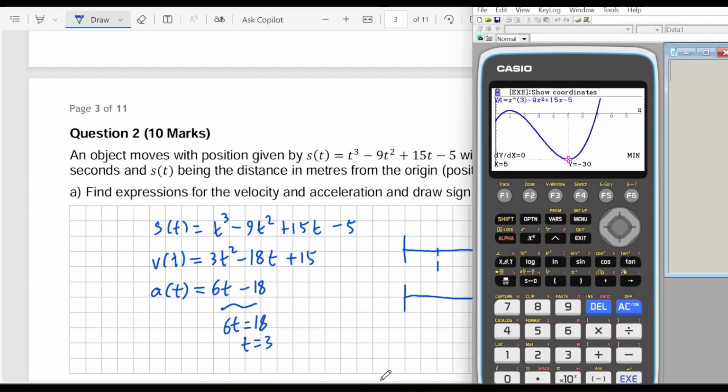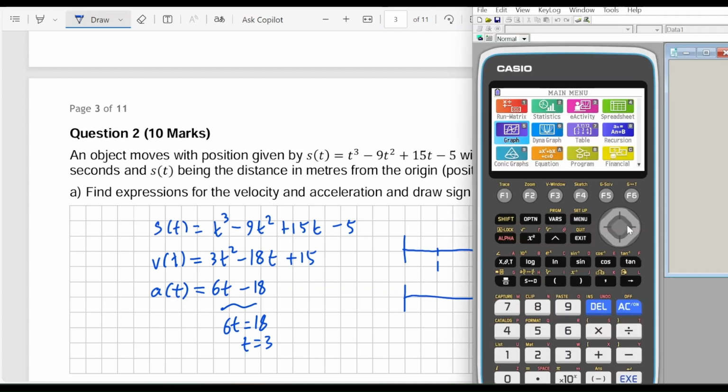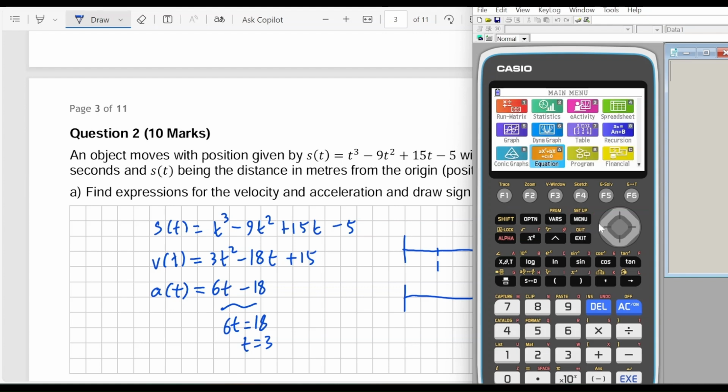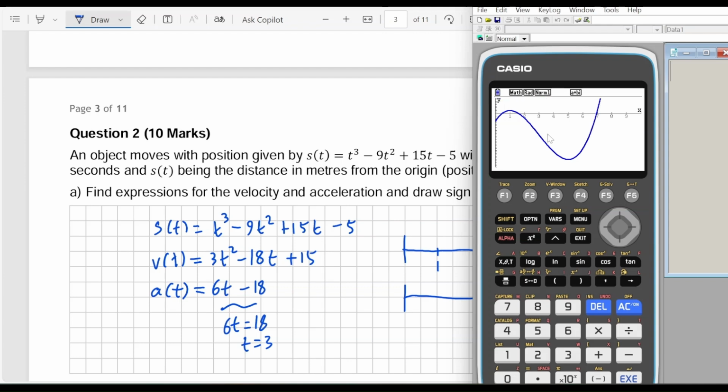The other way that you can do it, if you're ever in a pinch, is go to equation mode and actually polysolve that velocity equation. You know, or we could just solve the quadratic by hand. 3, minus 18 and 15. Just like that. Solve that. 5 and 1. Coming back to our graph, let's see what that looks like. So the graph there looks like that. It goes up, down, up for the velocity one.